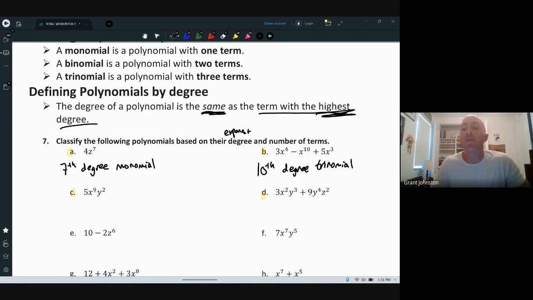C is just a monomial. Remember, terms are separated by addition and subtraction. So although you see an x and a y, this is still just one term. And the degree of this term is those combined exponents. So 9 plus 2 is 11. This is an 11th degree.